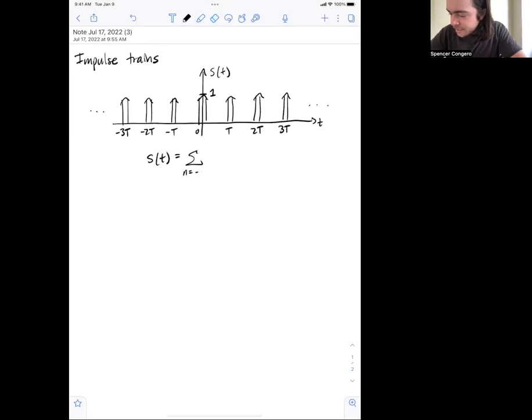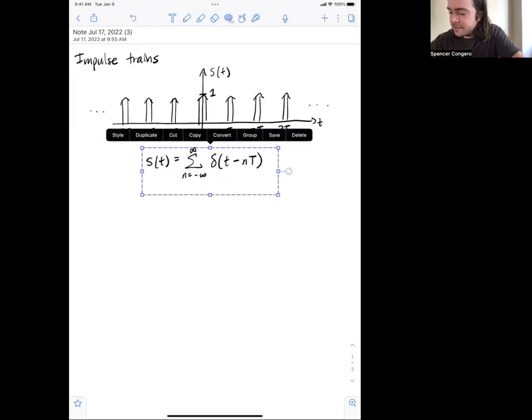So in this case, what is S of t? It's just a big sum of delta functions that are all shifted by integer multiples of this T. So that's fine. We just take our delta function, delta of t, and we shift it by integer multiples of T. So this equation is describing exactly the picture above.